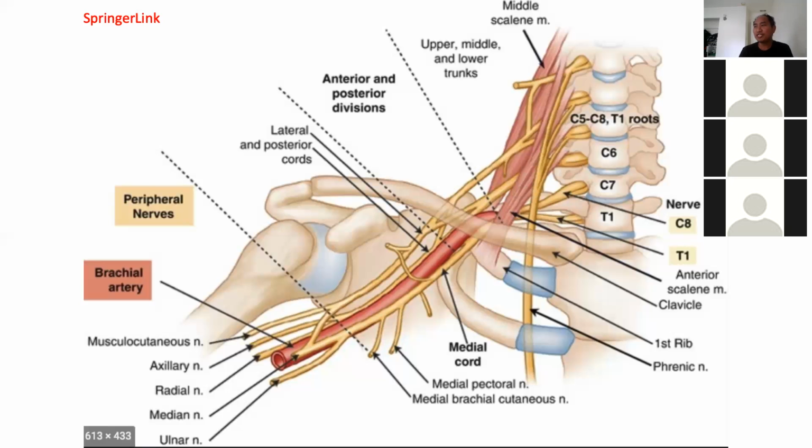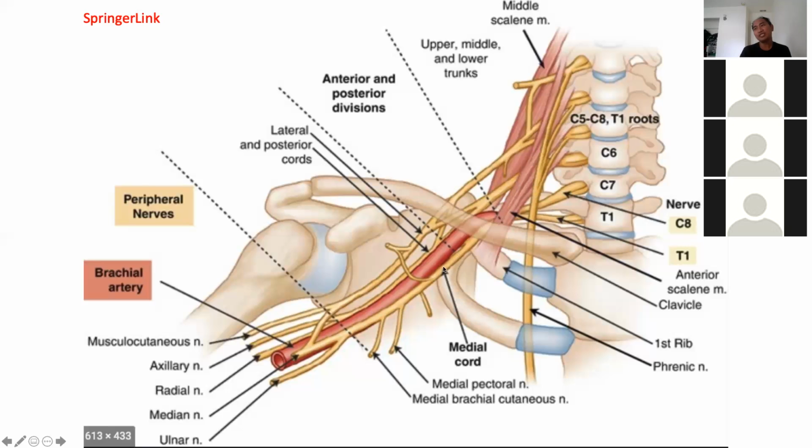If we want to find the divisions, we have to explore around the middle part of the clavicle. Look at that. And then these anterior divisions, all the posterior divisions will combine to form the posterior cord. The upper 2 divisions will join to form the lateral cord, and the lower trunk anterior division will continue as the medial cord.